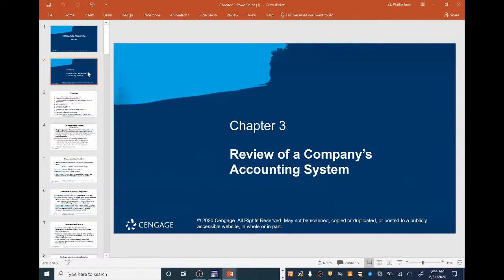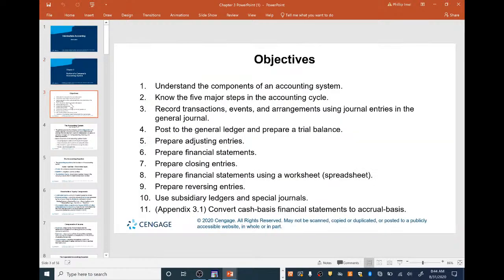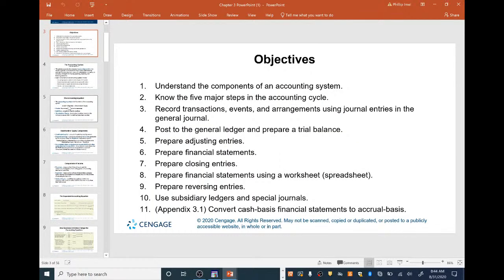So, Chapter 3 deals with review of a company's accounting system. Okay, so reviewing a company's accounting system. These are going to be the objectives for this chapter. Today we're going to get through, I believe, the first 3 of these objectives. So I'll just read through these 3 and then we'll go ahead and jump right on into it.